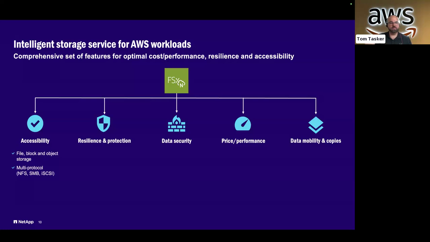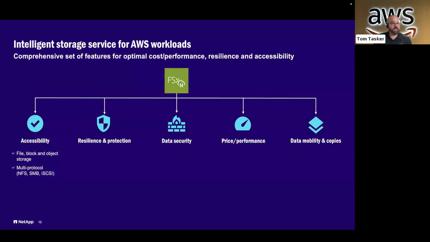So hopefully once this kind of family tree has been filled out, you should just be sitting there going, well, I do all of that today with my current ONTAP deployment. What's the difference? And that's a good thing, because hopefully there is very little to no difference. So back to accessibility. So we have file, block, and object storage. We have the ability to deliver multi-protocol, so NFS, SMB, and iSCSI.